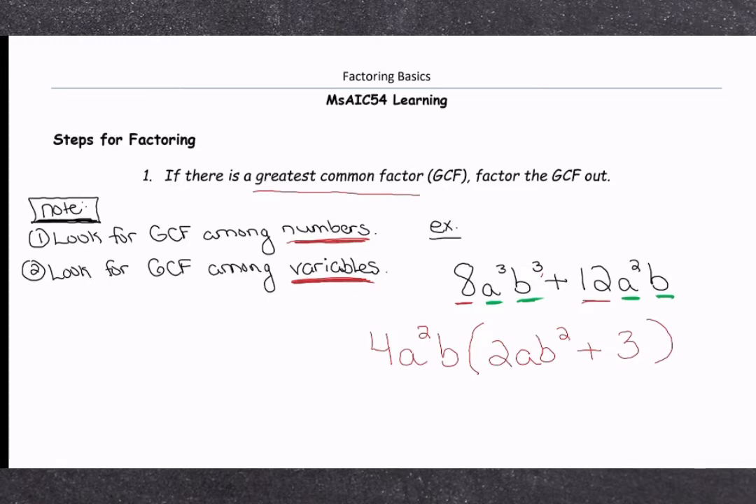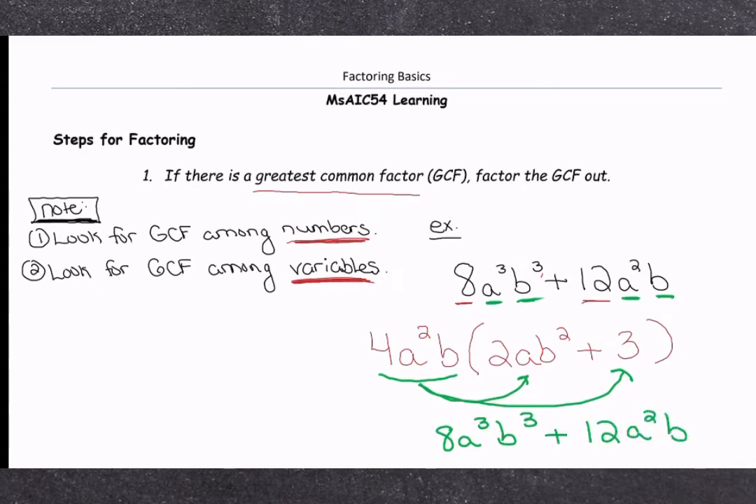A quick way to check yourself is just distribute in your head real quick. Take this term and distribute here and distribute here and see if you get the same thing back. So this will be 8a to the third b to the third, plus 4 times 3 is 12a squared b. Let's look at some more examples.